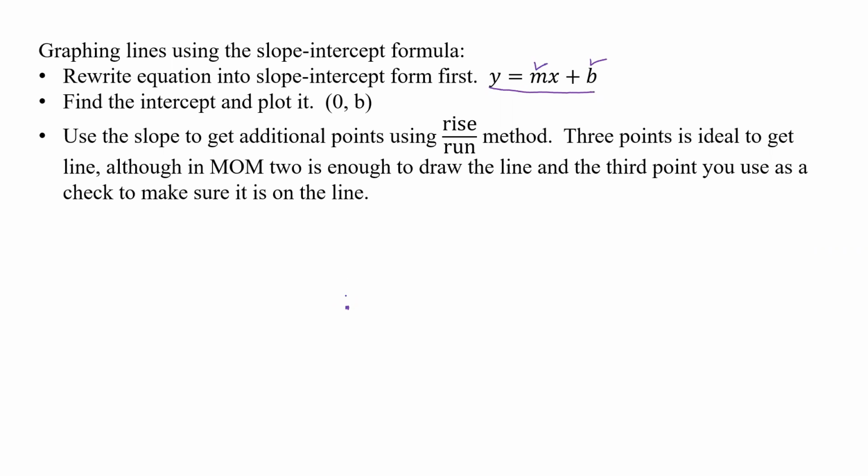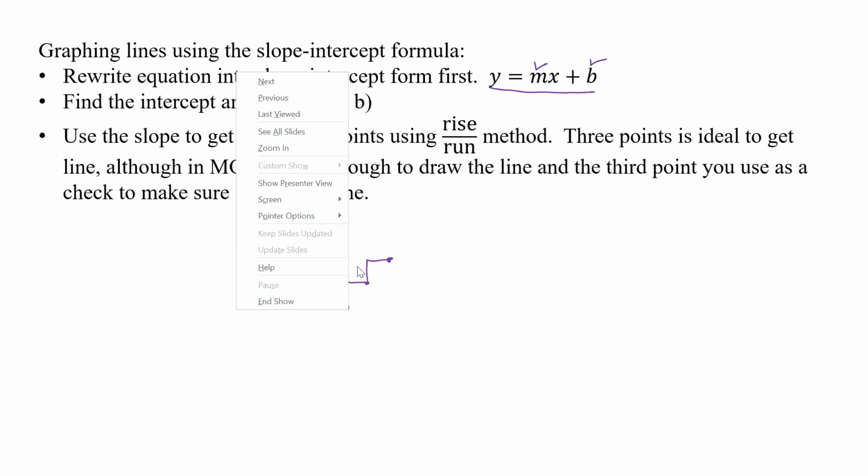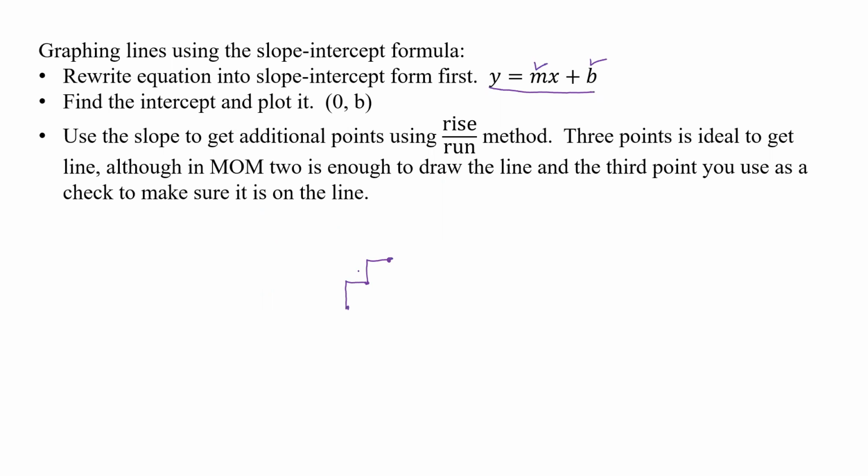But you do your rise over run and you get a point. And then you can do your rise over run and get another point. Three points is ideal to get a line, although in most online software such as MyMathLab, you only need 2 points to draw the line. What I suggest is do that third point to see if it really still falls in line. Maybe you put in the first one correct, but then the second one you accidentally put up here.